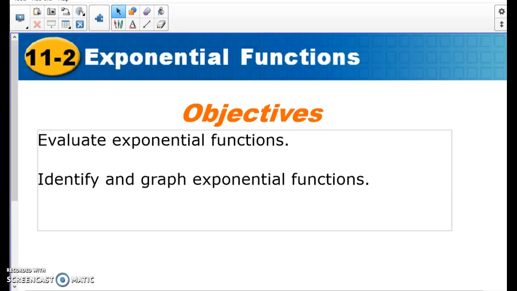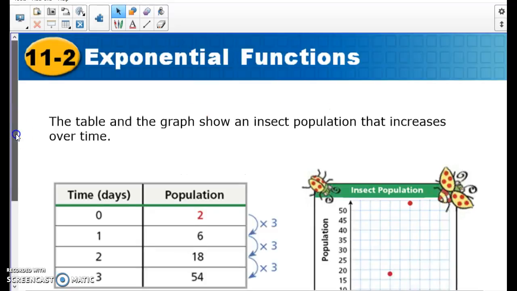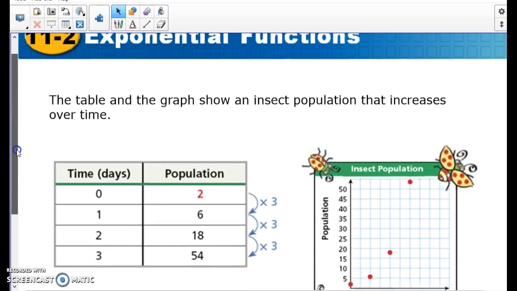Alright, so this should be kind of a quick lesson. There are two parts that we're going to have for today's lesson. We're going to evaluate exponential functions and then identify and graph exponential functions. And this is something where, if we're in the business world or if we're doing things with loans and interest, this is where we'd use some exponential functions.